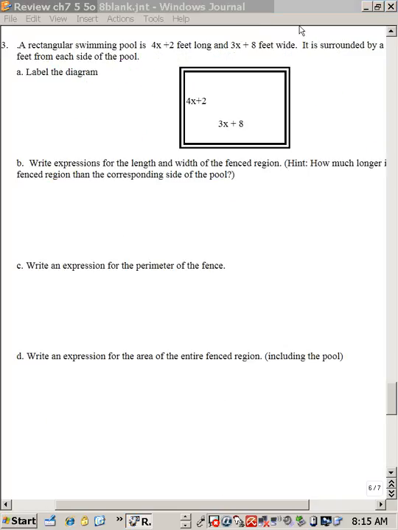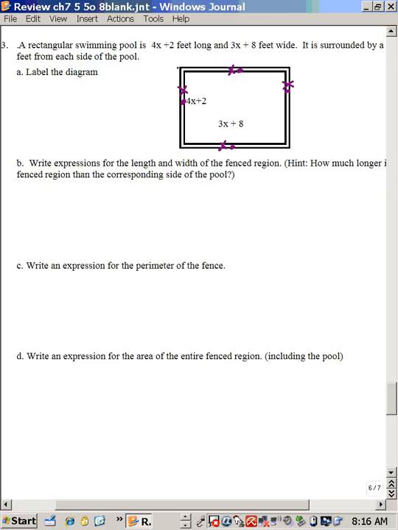Okay, let's look at this diagram. The only thing I didn't do was leave a tiny little space right here for the x. So the swimming pool is 4x plus 2 feet by 3x plus 8 feet. We're going to put this uniform walkway all the way around, and we don't know the width of it, so we're going to call the width of each of these x.